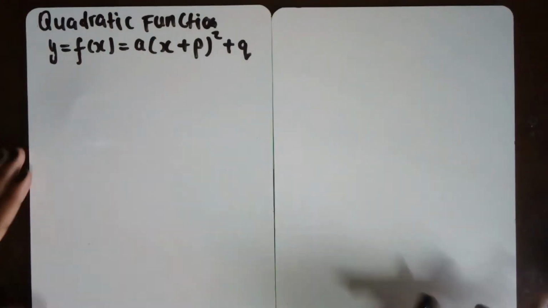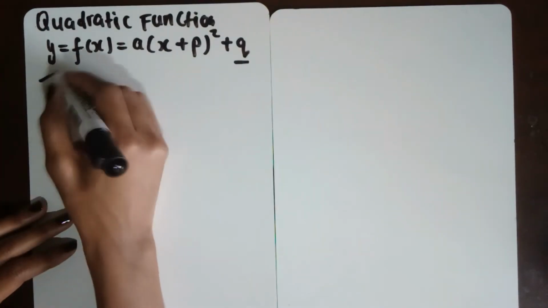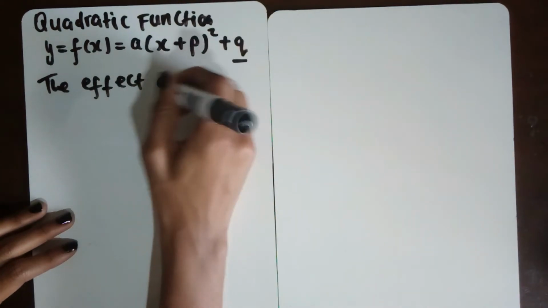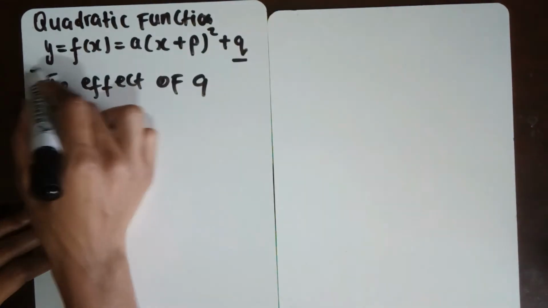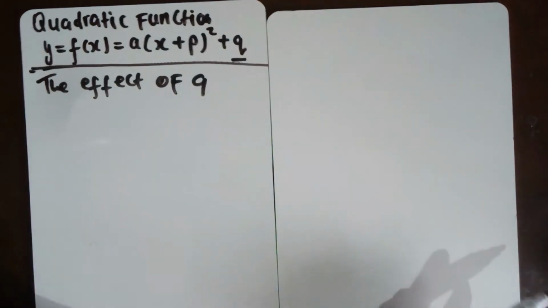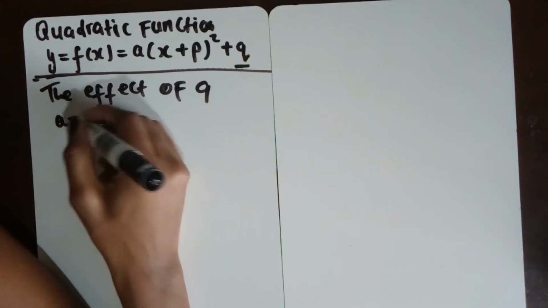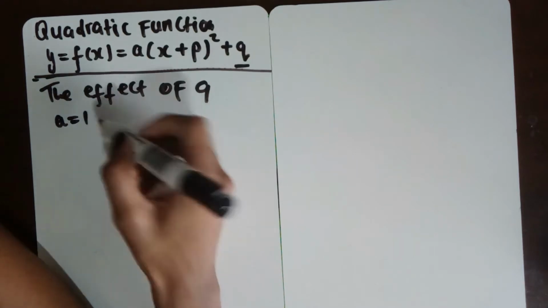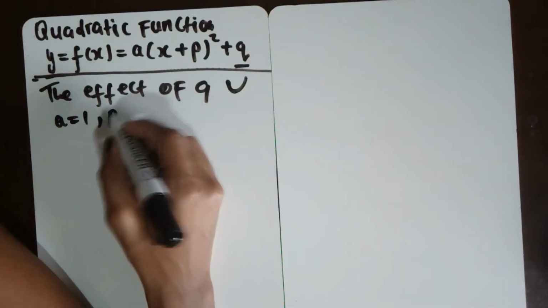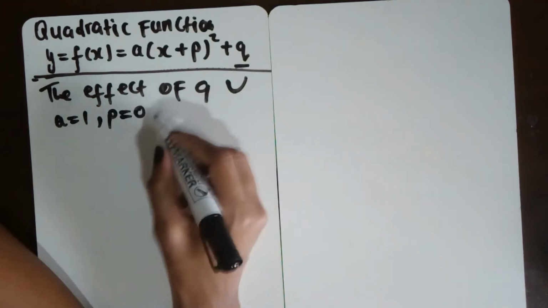So now what we're going to do is investigate the effect of Q. Let me just write down the effect of Q. We're still doing the quadratic function, right? So let us say in this instance, our A was 1. So if A is positive, it means our graph is going to be faced up. And then our P is still 0 in this instance. We'll still investigate the effect of P, and you'll see what happens.